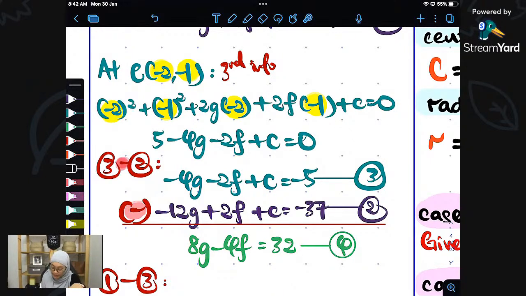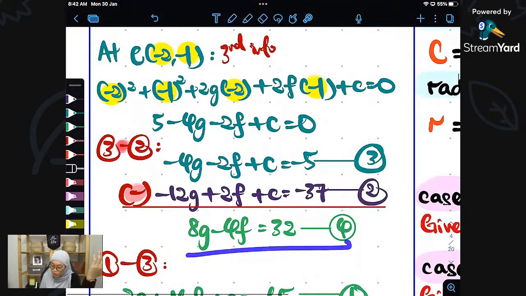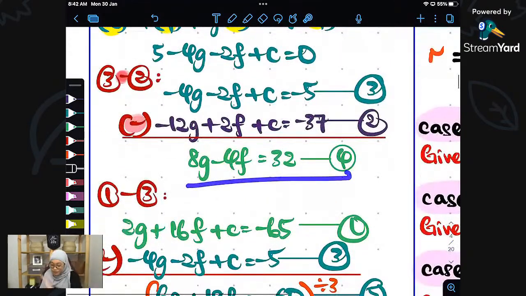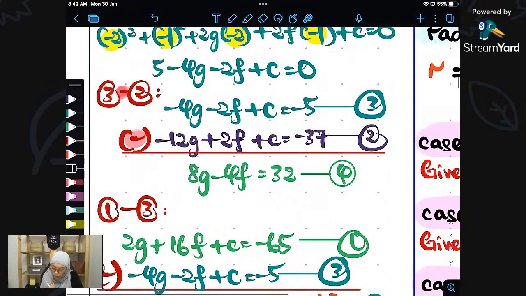Okay, and then negative 2 minus 2, which is negative 4. Done untuk F. And then C disappeared. Negative 5 plus 37, I'm gonna give you 32. Positive 32. So this is my fourth equation. So done. So now what next I do? I pick equation 1 minus with equation 3.